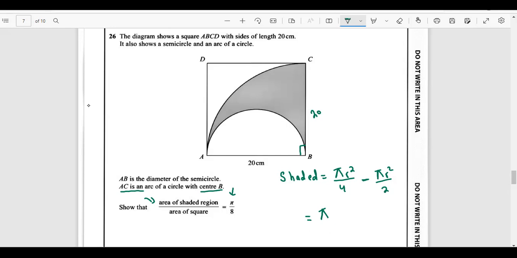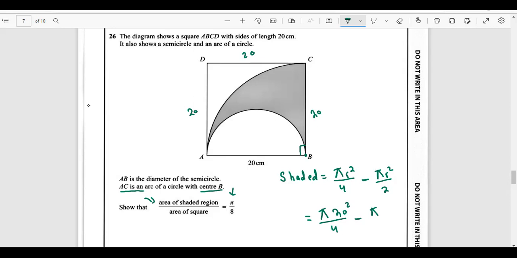This is a square. This side would be 20. This side would be 20. CB and AB are the radius of the sector that has center B. So the radius would be 20 in this case. 20 squared divided by 4 minus pi.